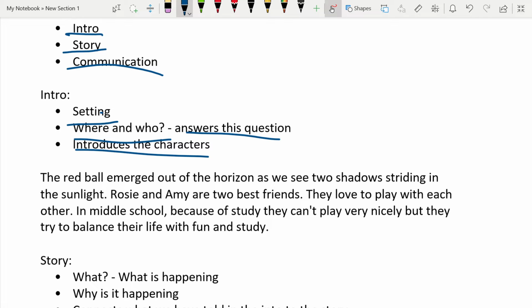All right. The red ball fell back into the horizon as we see two shadows striding in the sunlight. Rosie and Amy are two best friends. They love to play with each other. In middle school, because of study, they can't play very nicely, but they try to balance their life with fun and study. So that can be an intro of the paragraph.